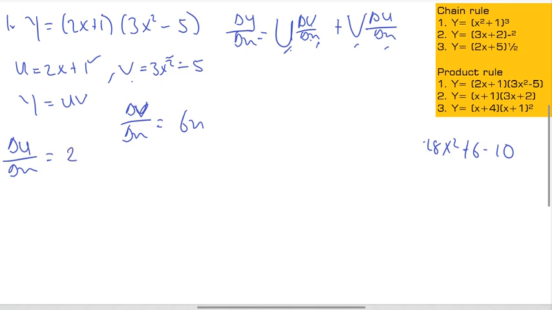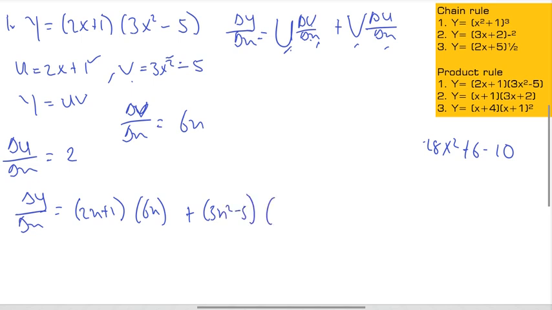Because it's just 2x plus 1, so that will be 2. So now let us find dy/dx, right? So we have u, what? 2x plus 1 multiplied by dv/dx, which was 6x. Then we have plus v, what is v? 3x squared minus 5 multiplied by du/dx, which is what?